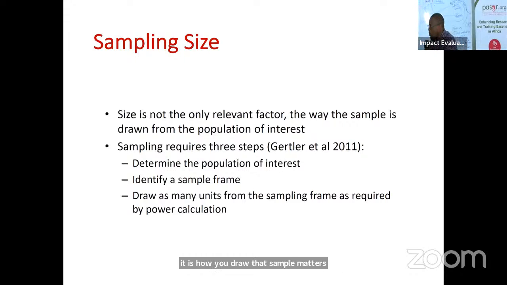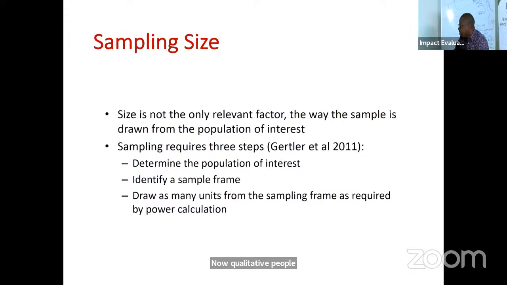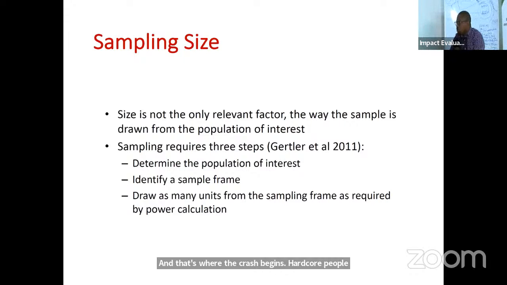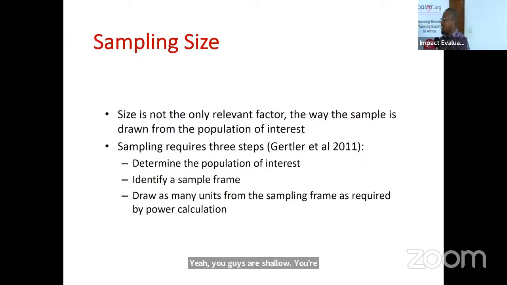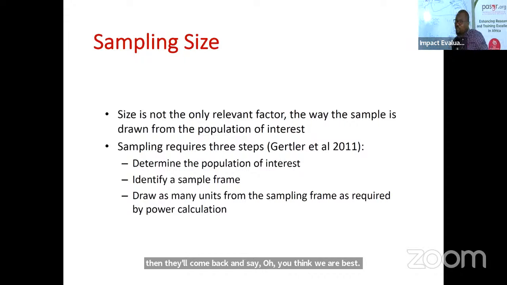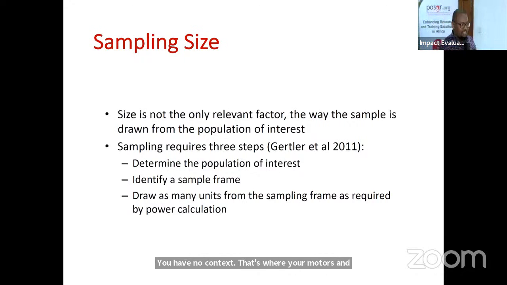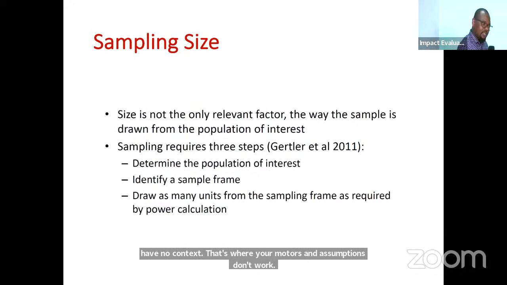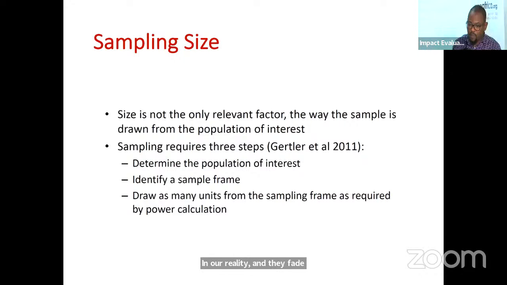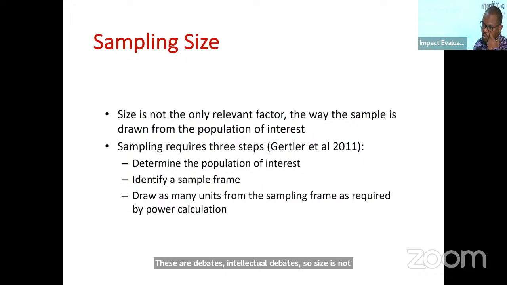Now, qualitative people do purposive, convenient sampling, snowball sampling, and that's where the clash begins with hardcore people. They say, you guys are shallow, you're biased, right? And then they'll come back and say, you think we are biased? You have no context. That's why your models and assumptions don't work in our reality. And they fade. These are intellectual debates. So size is not the only relevant factor, the way the sample is drawn from the population of interest matters.